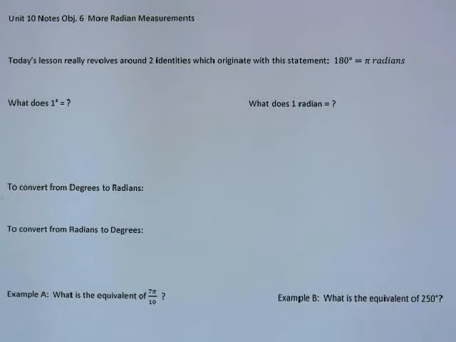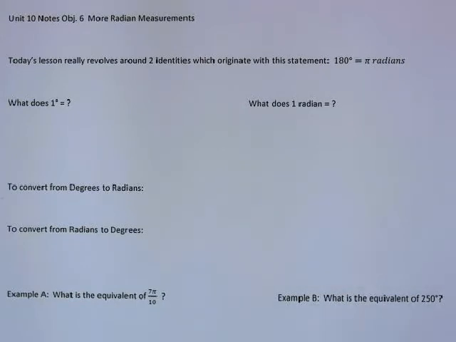Okay, so today's lesson really involves two identities which originate with the statement that 180 degrees equals pi radians. So kind of the same thing we were talking about in the last section. Basically, what we're going to learn how to do is convert from degrees to radians and then vice versa, from radians to degrees.